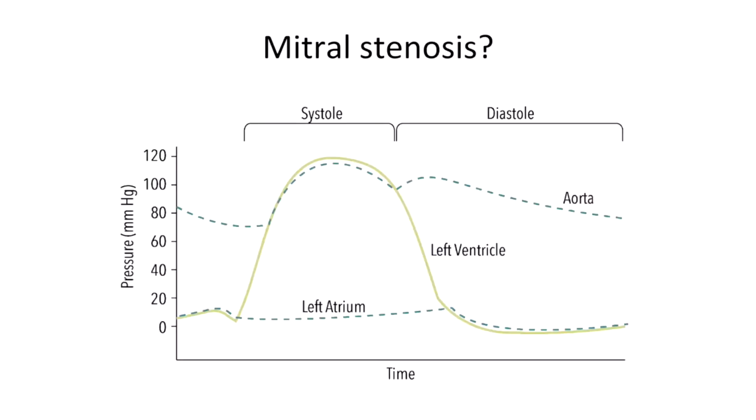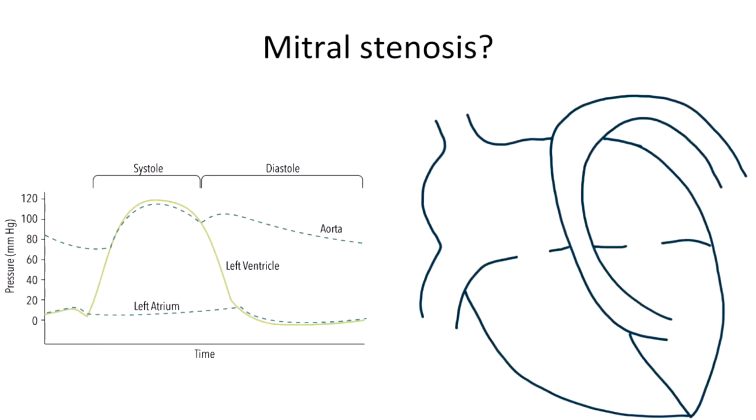How would the pressure tracing figure change in a patient with mitral stenosis? Let's again add a picture of the heart and briefly review mitral stenosis. Recall that mitral stenosis occurs when the mitral valve is damaged. I'll represent that here with a narrow opening between the left atrium and the left ventricle. And this makes it harder for blood to pass from the left atrium to the left ventricle.